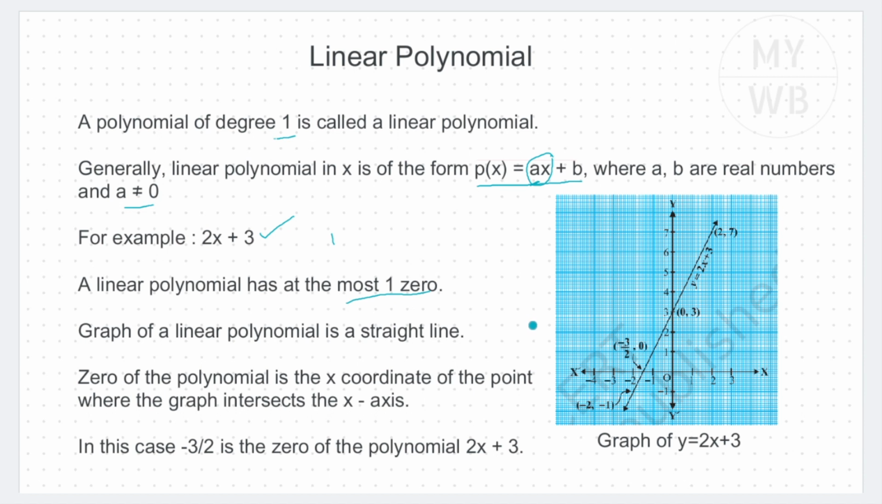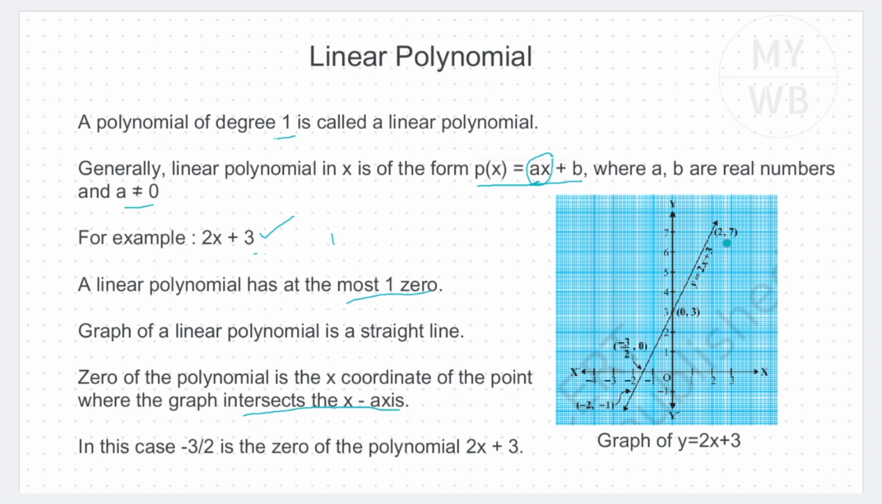And the degree of a linear polynomial is 1, so it can have at the most 1 zero. Now graphically, if we plot this polynomial 2x plus 3, we get a straight line. So the graph of any linear polynomial is a straight line. The zero of the polynomial is the coordinate of the point where the graph intersects the x-axis.